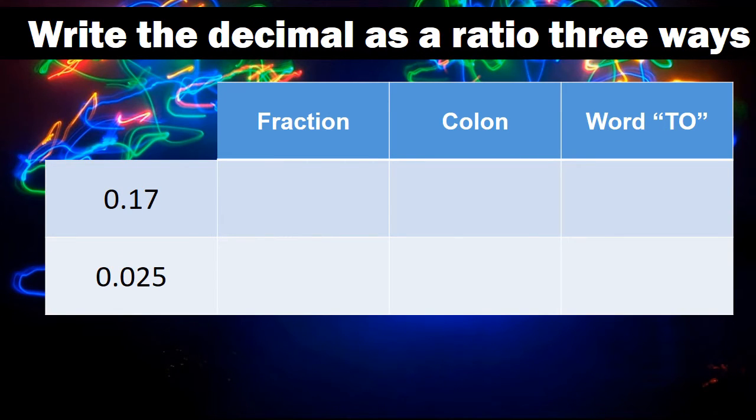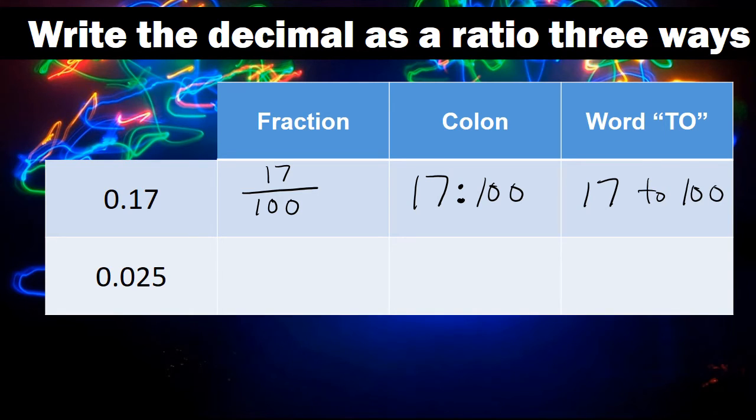We're going to write this decimal as a ratio three different ways. Our very first decimal is 17/100ths. The way we say this, 17 is our numerator. Hundredths tells us that we have 100 in the denominator. Let's use the colon. We can write this as 17:100. And we can use the word "to" and write this as 17 to 100.